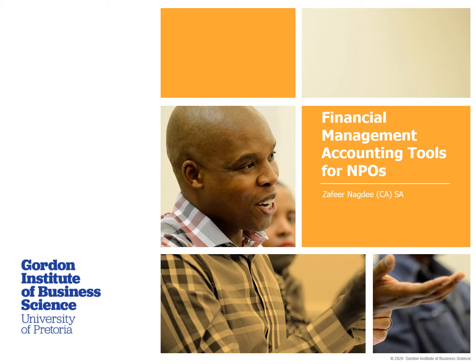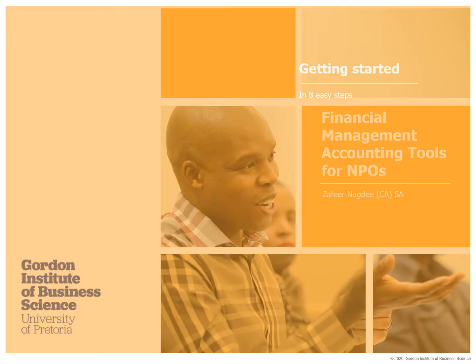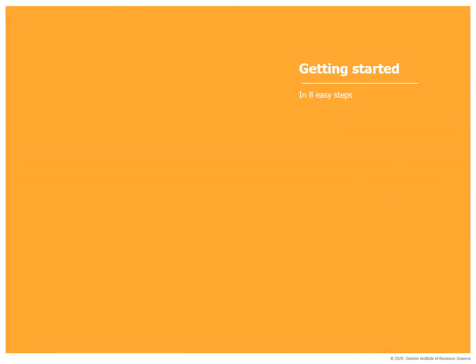So we went through some of the advantages and disadvantages of each of the systems, and what we'll be doing today is looking at one of those systems in a little bit more detail. So what we'll be doing during the course of this lecture is looking at how to get started in an accounting software package. So we're basically going to go through 8 easy steps of how to get going with an accounting package, and this will give you a starting point on navigating through your journey of using accounting software in practice.